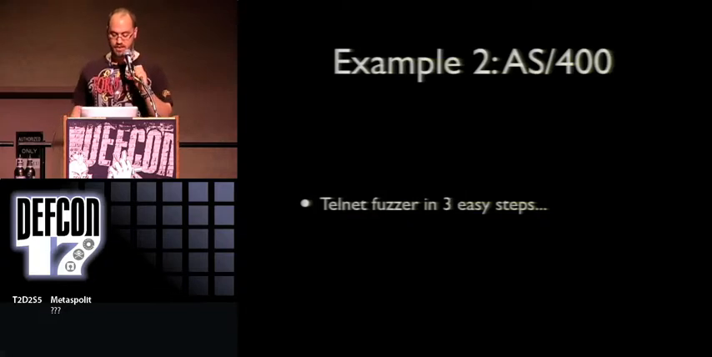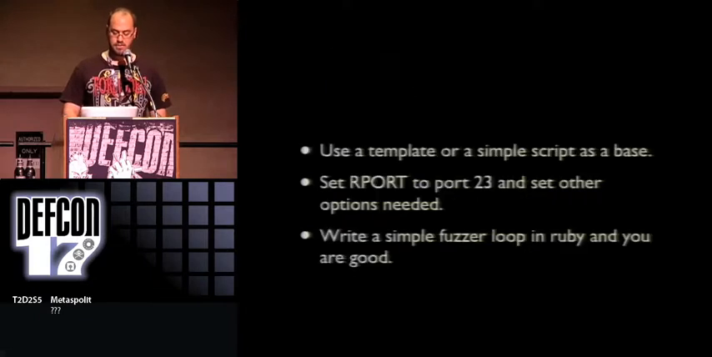So example two is the AS400. I've just recently finished an AS400 research project, where we did a comprehensive audit of AS400 systems. Metasploit was instrumental in all of that because there are lots of problems everywhere. If you go onto a client site and they have a new protocol, or, for instance, you were working for an embedded device manufacturer and they have a new router with port 23 open, you could run one of the other fuzzers. I wrote one in Metasploit in three easy steps.